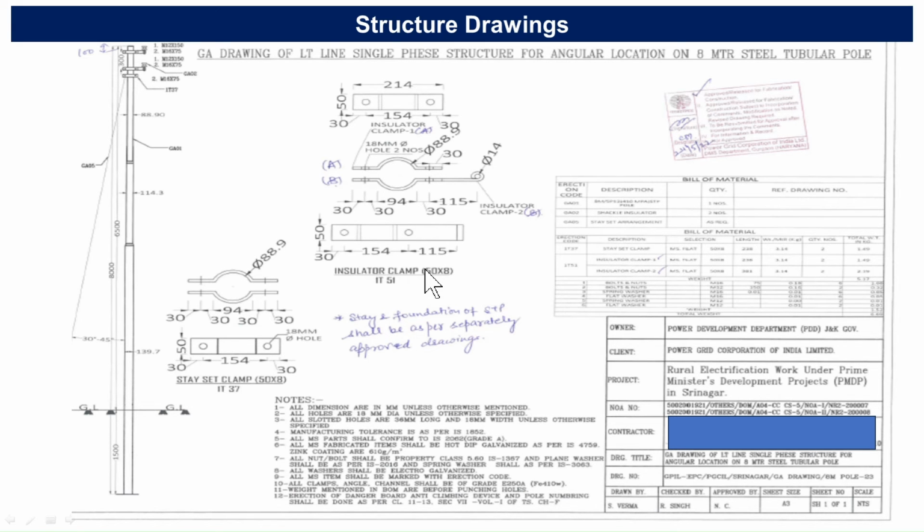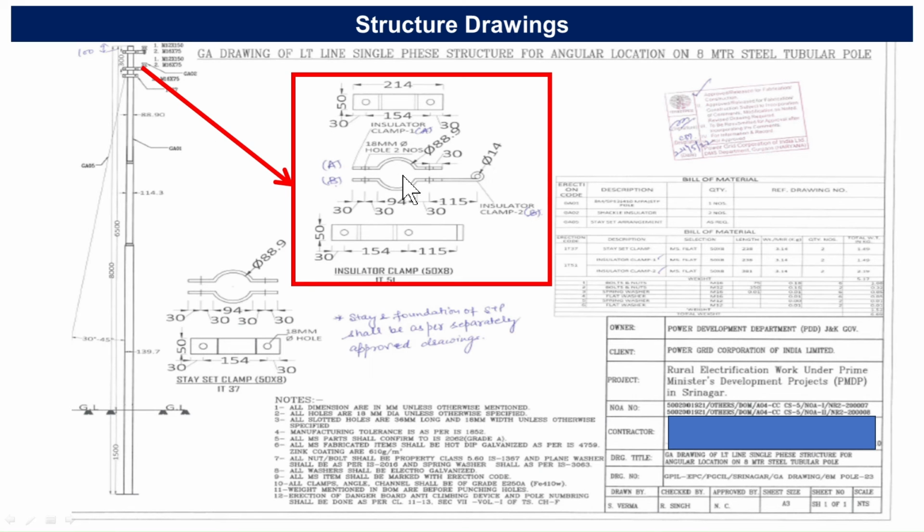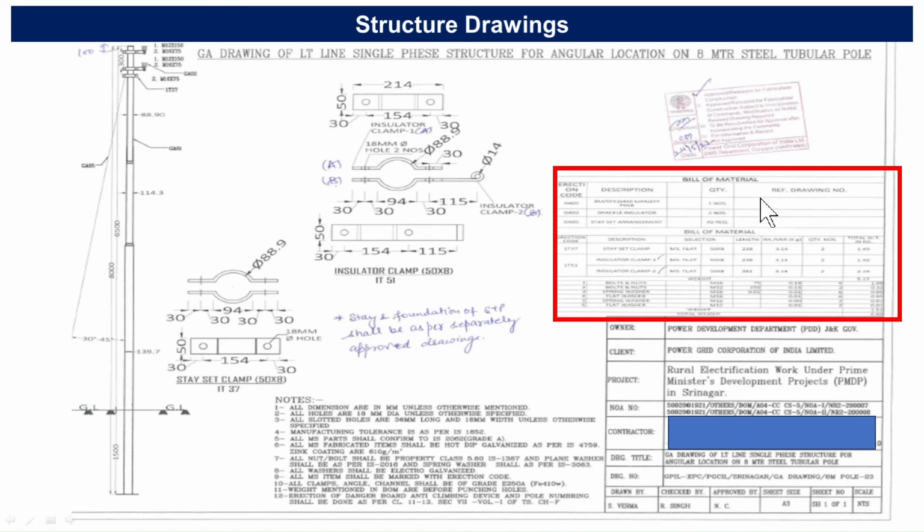This is the height of the pole, 8,000 mm, that is 8 meters. And this is the clamp detail. The full clamp detail is given here. What is the hole size? What is the total length of the clamp? All the information is given here. This is the bill of material. All the information is given. How many clamps are used? How many insulators are used? What is the weight of the unit clamp? What is the total weight of the clamps? All these things are mentioned here. What is the size of the clamp?